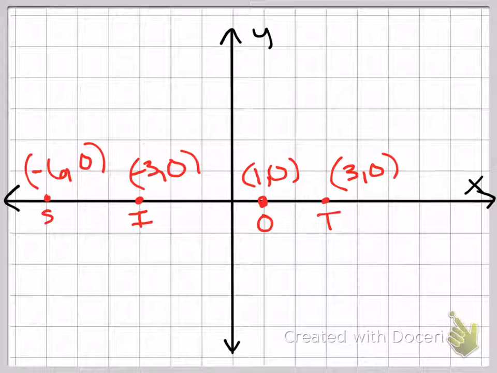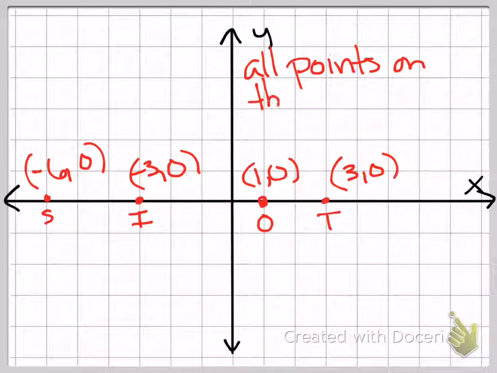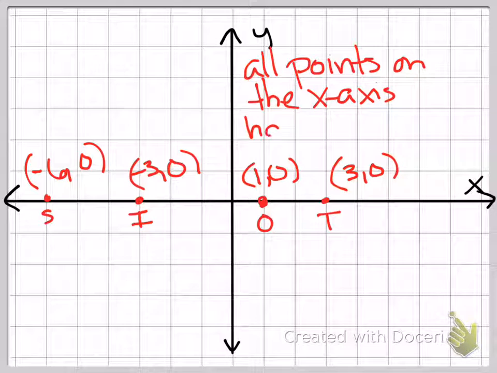For the what? Not the x, but the... You got it. That's the thing I need you guys to understand. All points on the x-axis have 0 for the y-coordinate.